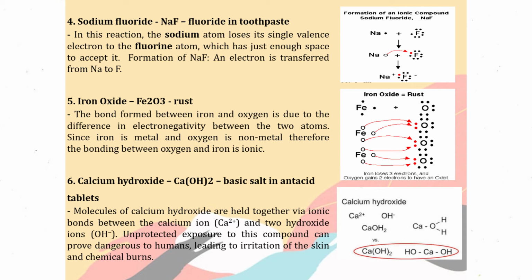The bond formed between iron and oxygen is due to the difference in electronegativity between the two atoms. Since iron is a metal and oxygen is a non-metal, the bonding between oxygen and iron is ionic.